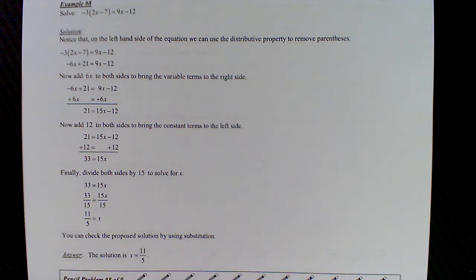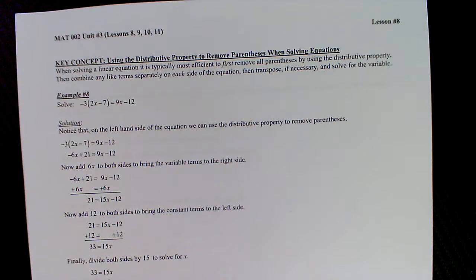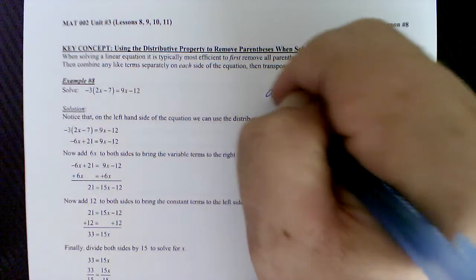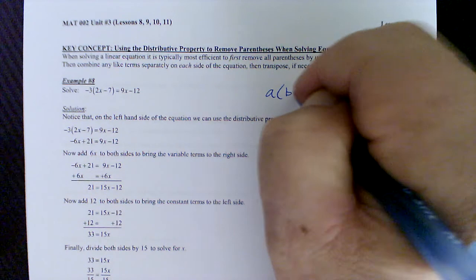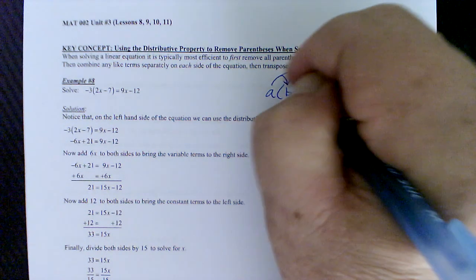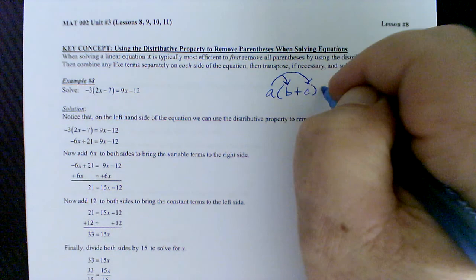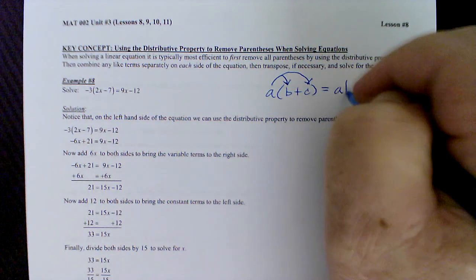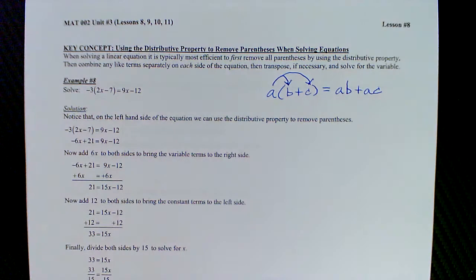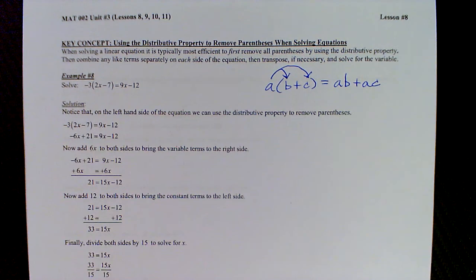So we've seen the distributive property before. Remember formally, A multiplied by B plus C, distributing the A gives us A times B plus A times C. If you ever see parentheses in a problem, remove them first by the distributive property. So you could read through the example.